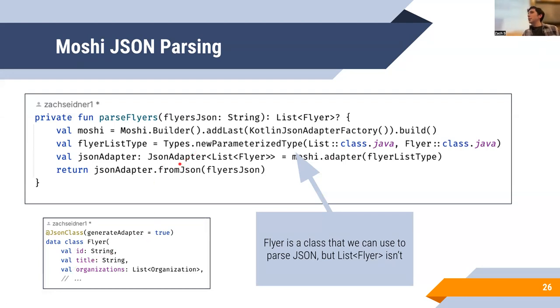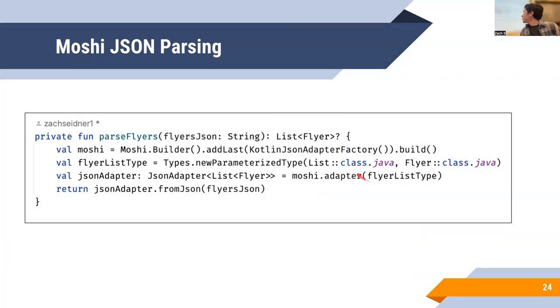Then we create our JSON adapter. This is of type JSON adapter, and the JSON adapter has a parameterized type. So you have a JSON adapter, and the type of that adapter is whatever the adapter is parsing to. In this case, it's parsing to a list of flyers. And we use Moshi.adapter to initialize this adapter. Inside of our initialization, we pass in the type that we made specifically with Moshi, in this case our flyer list type.